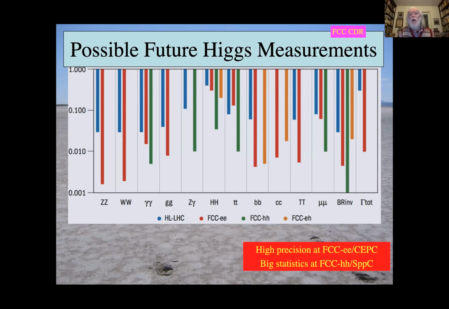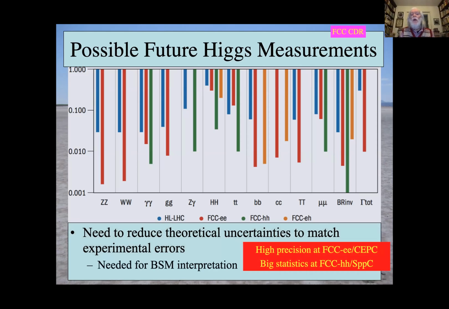So what you see is that FCC-EE, or equivalently CEPC, can give you extremely high precision in measurements. And of course, FCC-HH or SPPC will give us extremely high statistics. The comment that I would make on this is that we're going to need to reduce the theoretical uncertainties in order to match the experimental errors, and in order to extract the maximum juice of interpretation of possible physics beyond the standard model, we theorists have to work very hard.